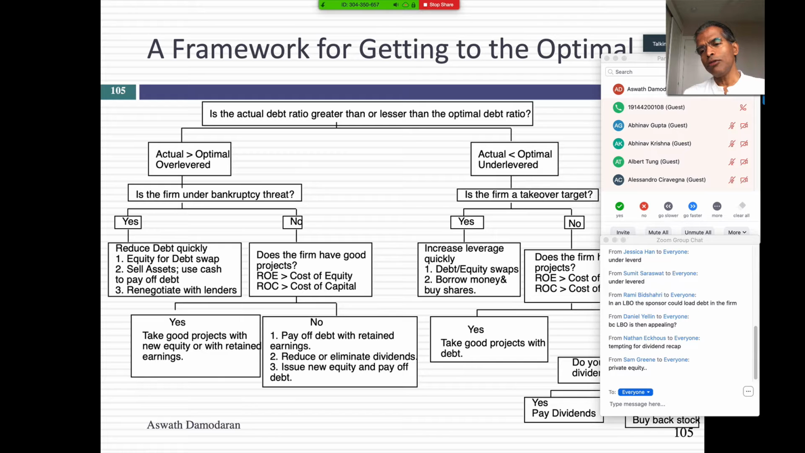But let's say you are the CEO of a publicly traded company. It's a $100 million company. It can afford to have $60 million in debt. That's its optimal debt ratio. But you're a conservative CEO. You've chosen not to borrow money.